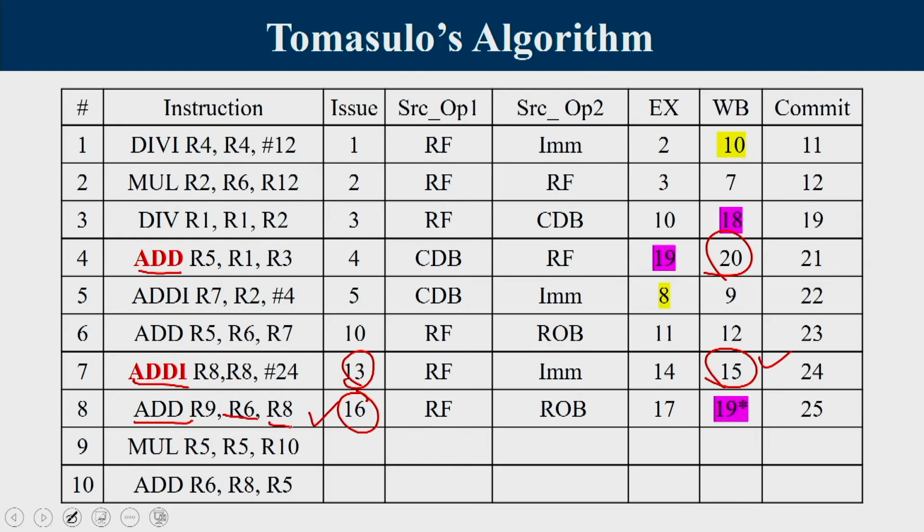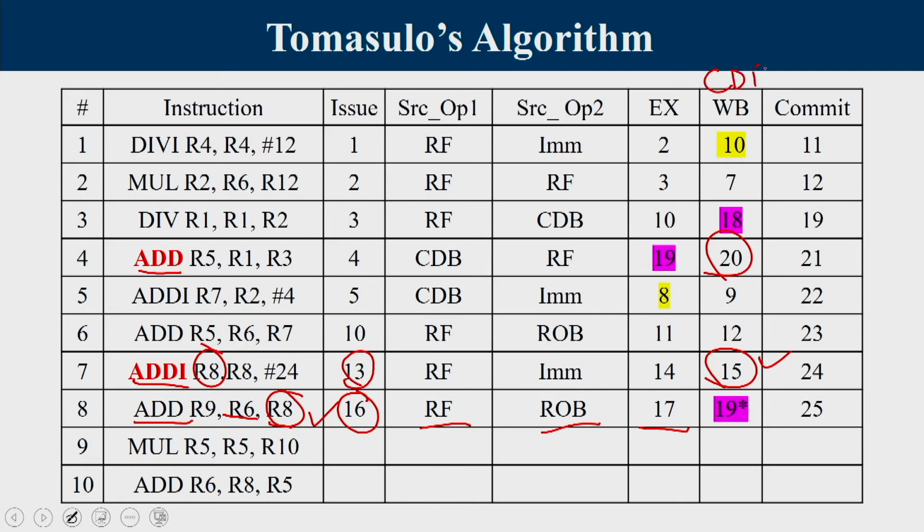Now, R6 and R8. R6 is there in register file, we have to see R8. R8 is the result of the previous operation, but if you look at clock cycle number 16, you should know that by 15, R8 value is there in reorder buffer. So, you take it from reorder buffer. So, 16 I issue, 17 I execute, by end of 17 it should be over. I can write into CDB at 18.